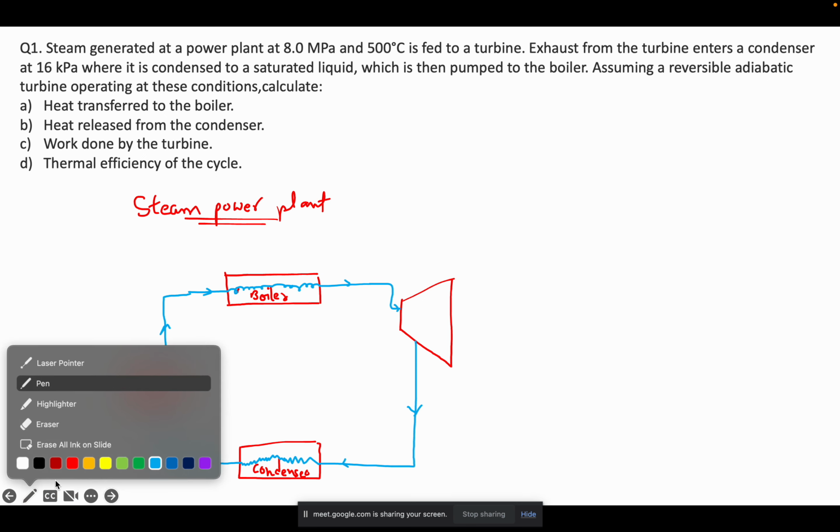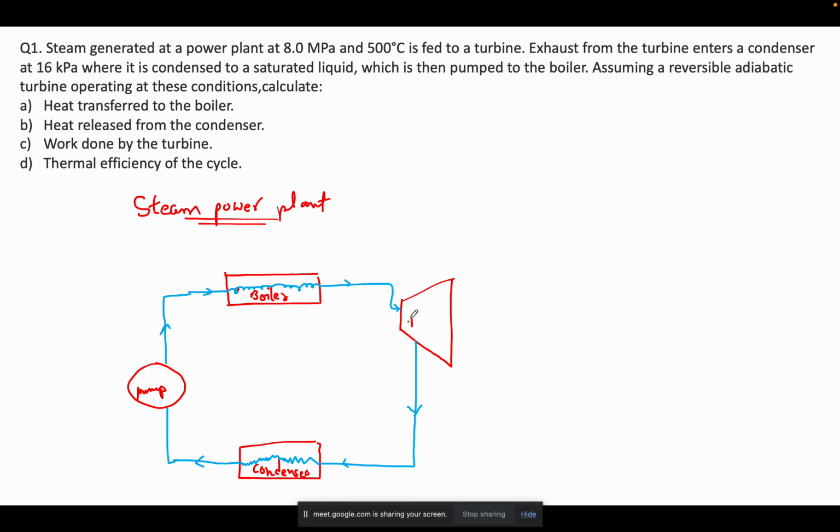This is our turbine. Steam is generated inside a boiler, and we are not at all concerned with how the steam is generated or what the incoming heat energy is. This will be dealt with in great detail when you study the heat exchanger courses, where you will learn a lot about what these boilers and condensers are, and how heat addition or heat rejection takes place inside them.